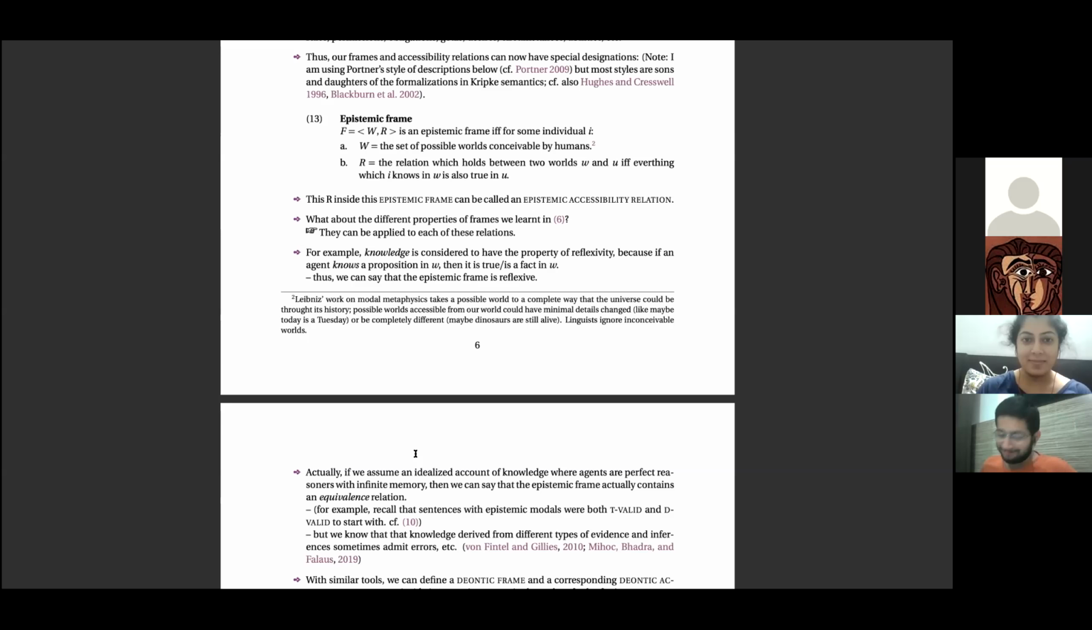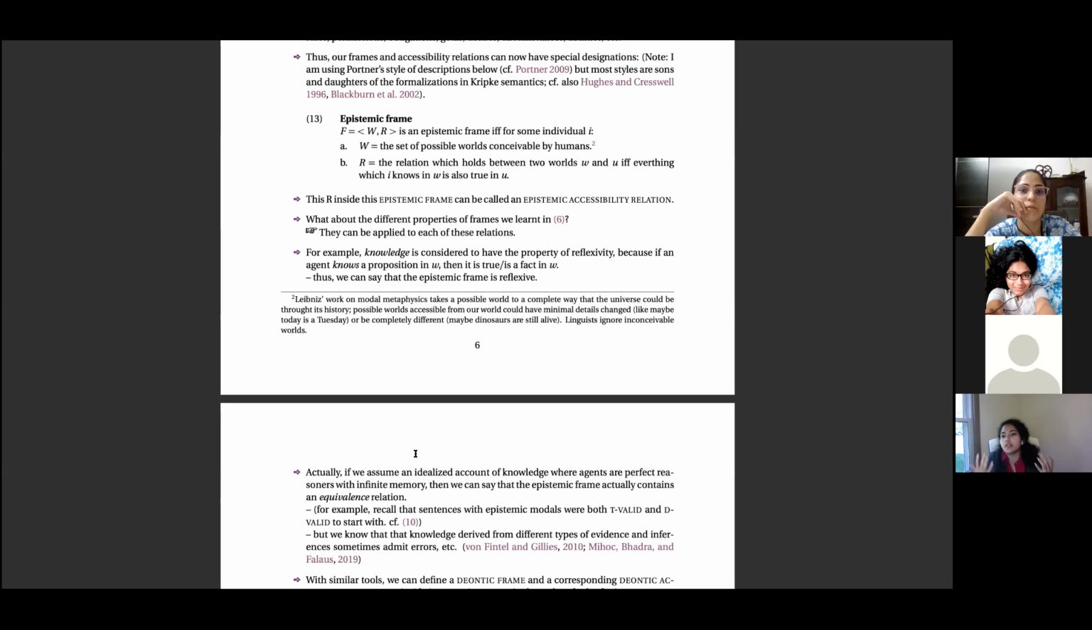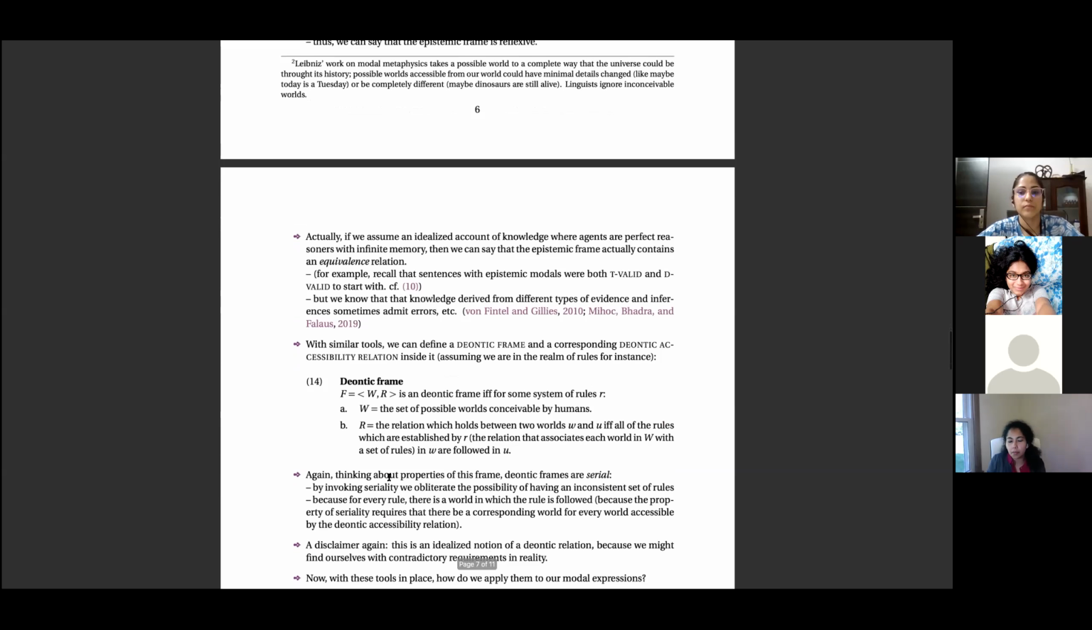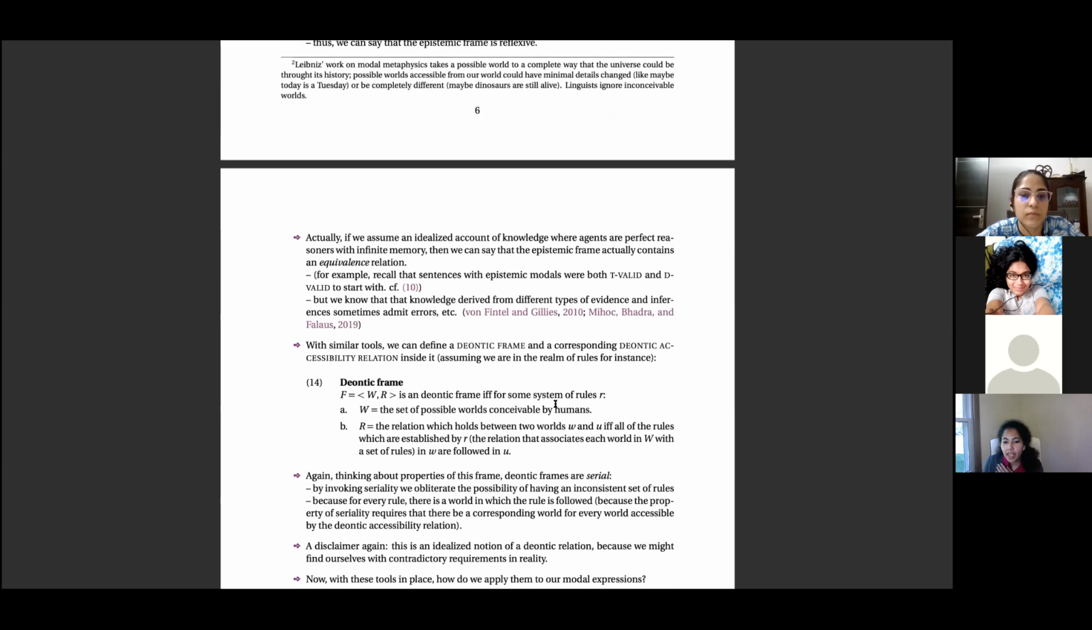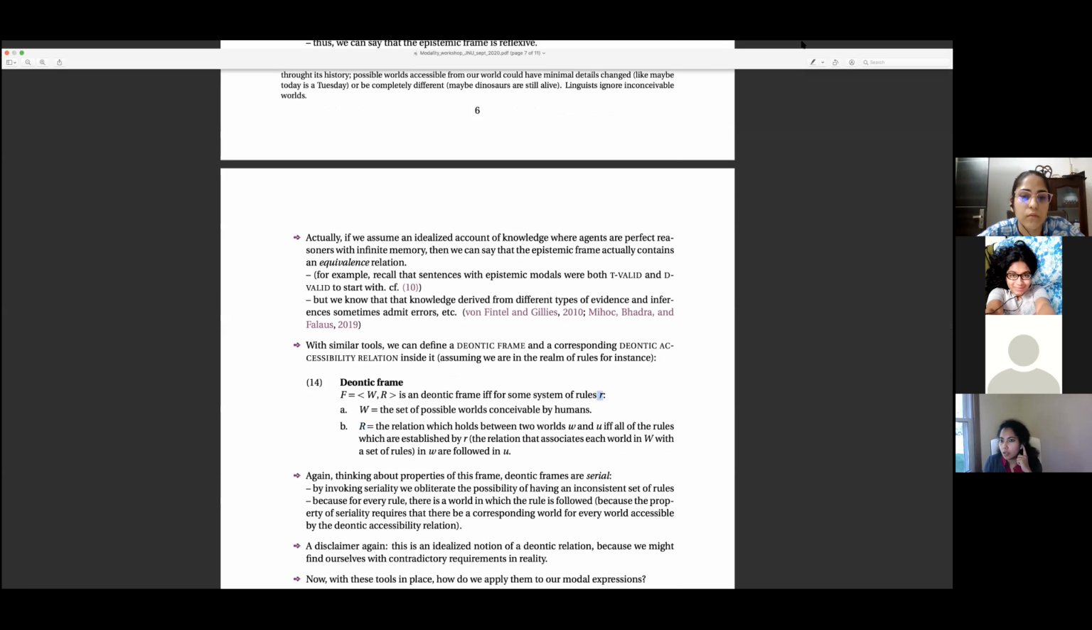Knowledge is, let's say, a set of facts, and facts are true in whatever world you're looking at. Okay, so the deontic frame has almost the same setup, except that you want a set of rules. I've denoted that with a small r here, which is different from the big R. So the small r gives every world a set of rules. Yeah, so that's the idea here.